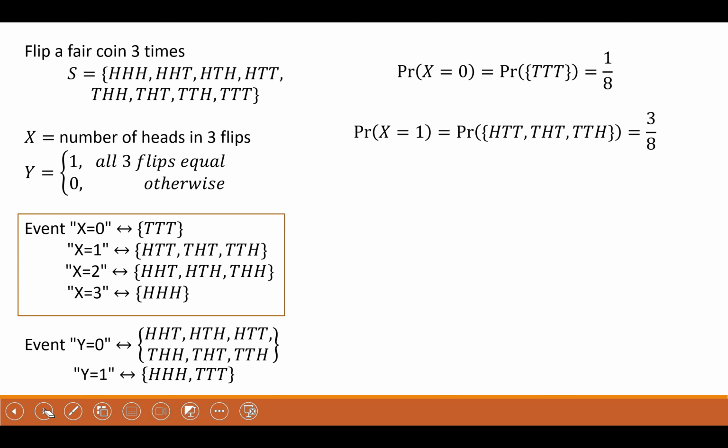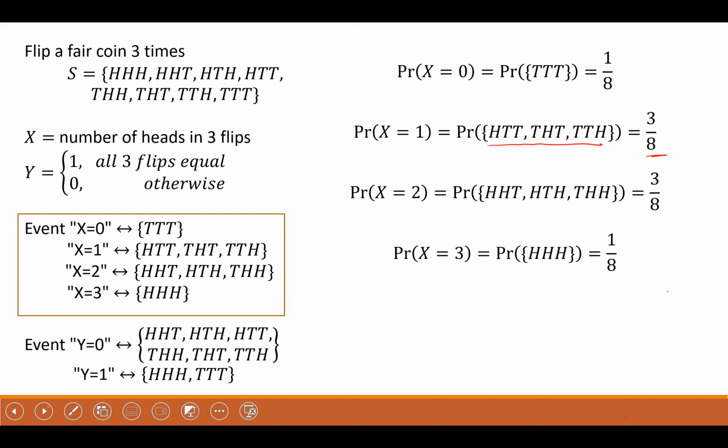My probability of x equals 1, well, now the size of this event is 3. The size of my sample space is 8. So the probability that x equals 1 is 3/8. Probability that x equals 2 is also 3/8. The probability that x is equal to 3 is 1/8, so just all heads. And of course, every other value for x is empty, so it has a probability of 0. So only the non-empty events have probabilities.